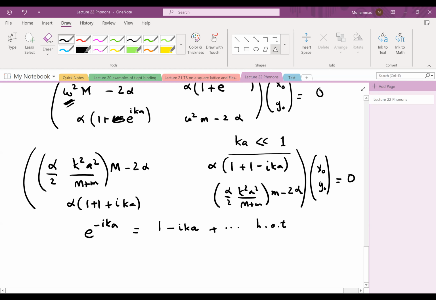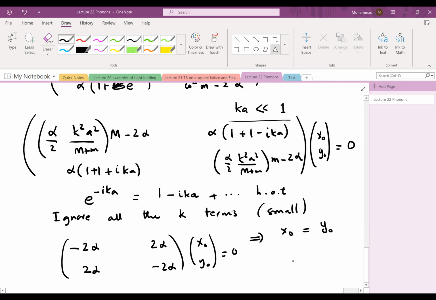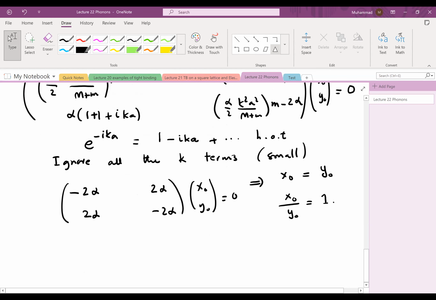So what this means, if I ignore all the k terms, which are small anyway, then I would be left with minus 2 alpha, 2 alpha, 2 alpha, minus 2 alpha, x naught, y naught equals 0. And what this means is that x naught equals y naught. Well, this means that x naught over y naught equals 1. Now, can anyone explain what this physically means? What kind of motion does this entail?